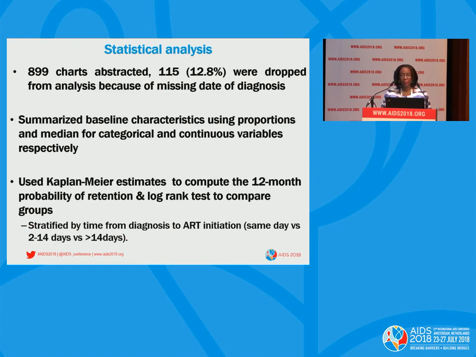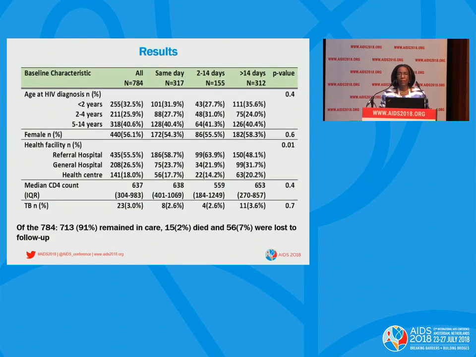We summarized baseline characteristics using proportions and medians for categorical and continuous variables. We used Kaplan-Meier estimates to compute the 12-month probability of retention and log-rank tests to compare groups. We stratified by time from diagnosis to ART initiation, as previously said, either on the same day, or 2 to 14 days, or after 14 days. In terms of results, here I describe the baseline characteristics. Between 2 and 4 years, we had close to 50%.